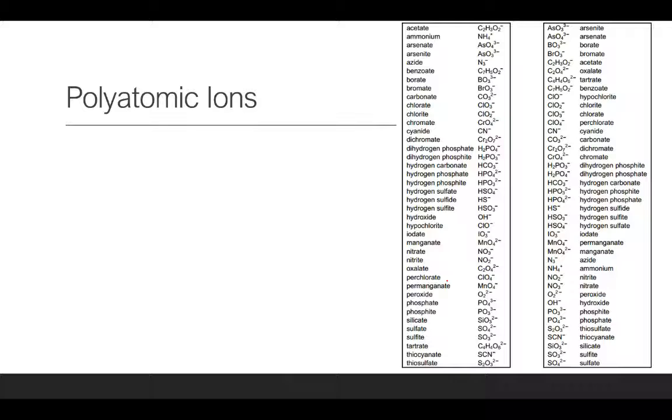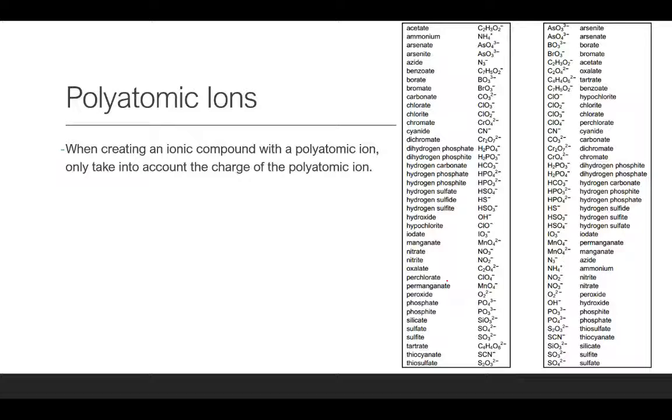Ionic compounds can also use polyatomic ions. This chart can be found at the beginning of your packet. So when creating an ionic compound with a polyatomic ion, only take into account the charge of the polyatomic ion. So we are totally ignoring, for example, with chlorate, this is ClO3 with a -1 charge, it doesn't matter that there's a 3 as a subscript. We're just focusing on the fact that it has a -1 charge.